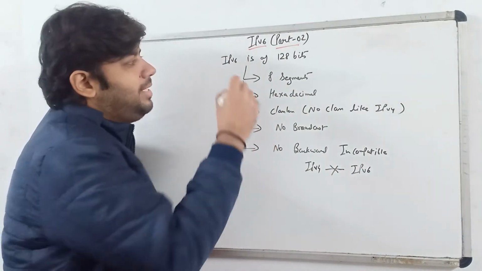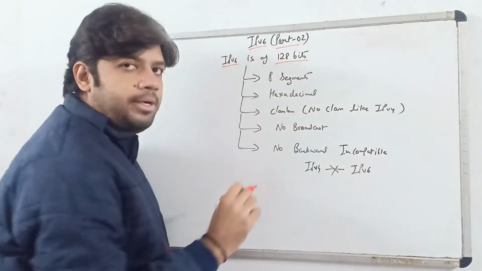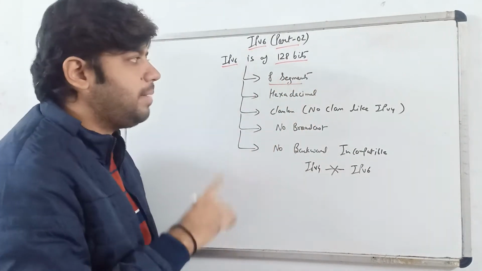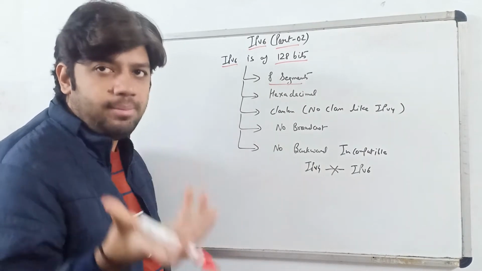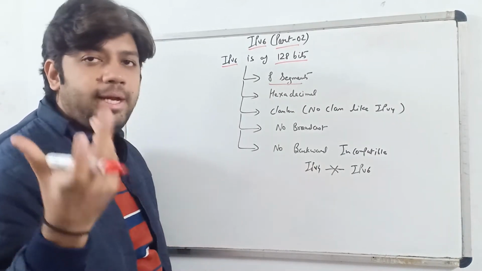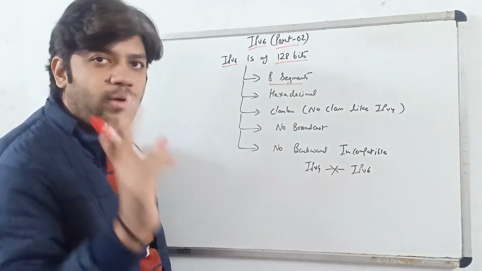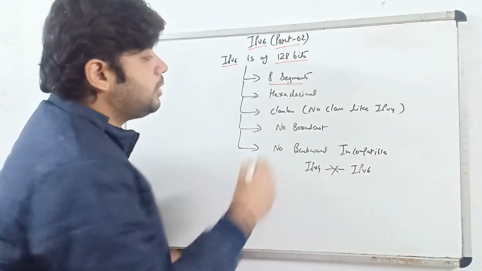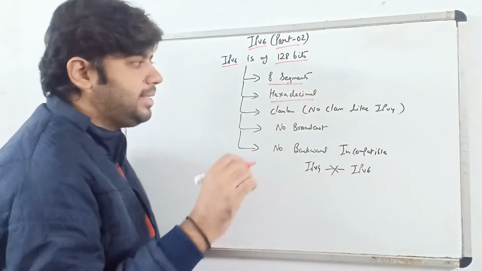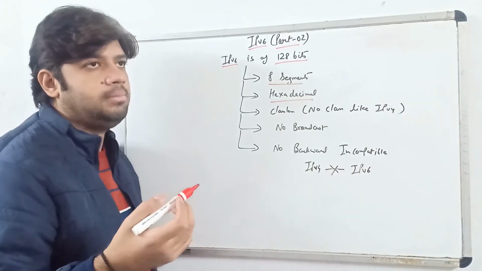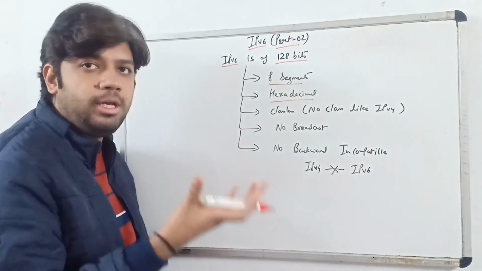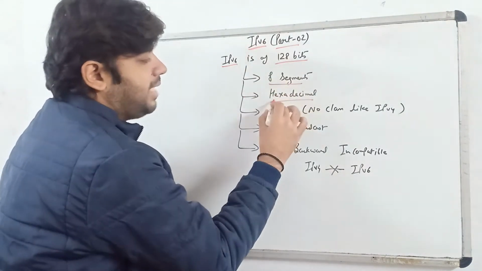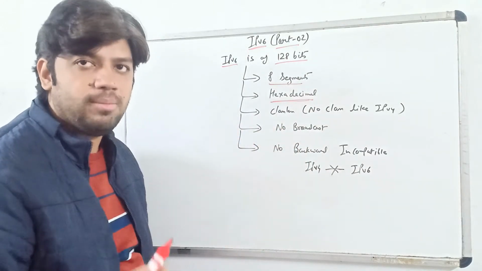We already discussed these things. IPv6 is a 128-bit address. It has 8 segments. Why do we call it a segment? Because an octet has only 8 bits, but in this we have 16 bits. So one segment is 16 bits, that's why we call it a segment. We have 8 segments in this. It works in hexadecimal format. Hexadecimal is a number system. We have binary, decimal, hexadecimal, octal. Your IPv6 works in hexadecimal and your IPv4 works in decimal format.